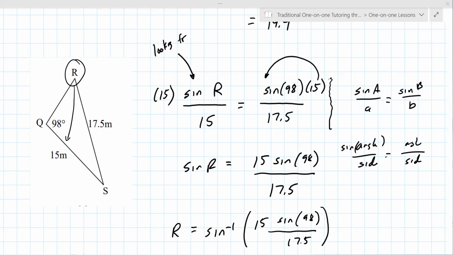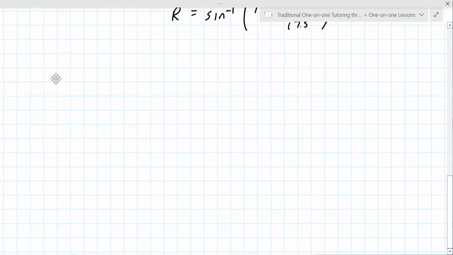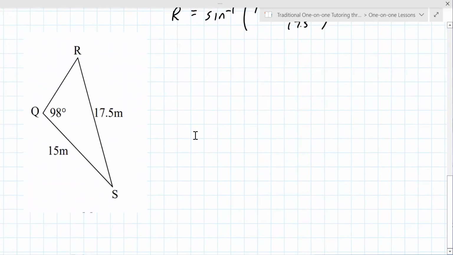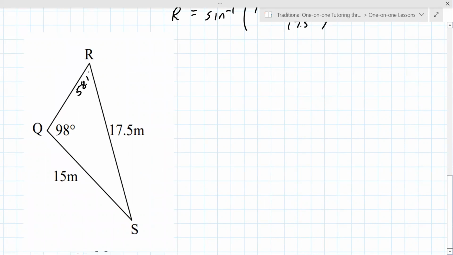I got 58.8. No, 58.08. Sorry. Yes. Okay. We'll say 58.1 degrees. Okay, so obviously I've got the luxury of being able to copy and paste here. Let me copy this picture down and label R 58.1 degrees.